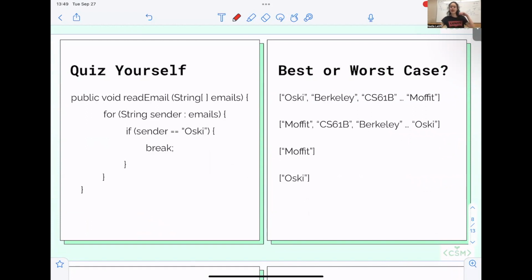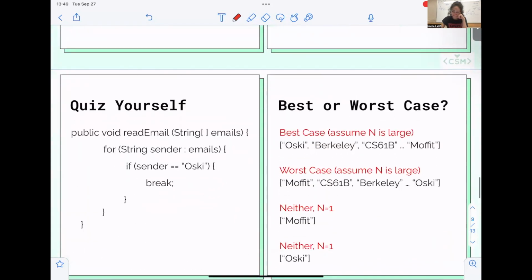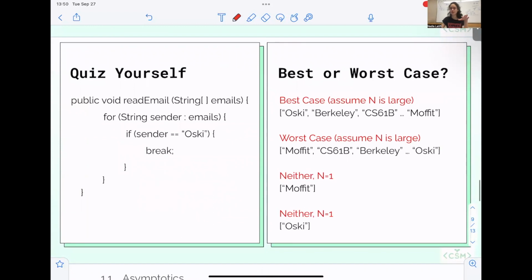Okay, so I just threw this together really quickly just for you to quiz yourself. Classify each of these inputs as best case or worst case. Okay, now I'll go over the answer. So I'm sorry, the last two were kind of like trick questions.